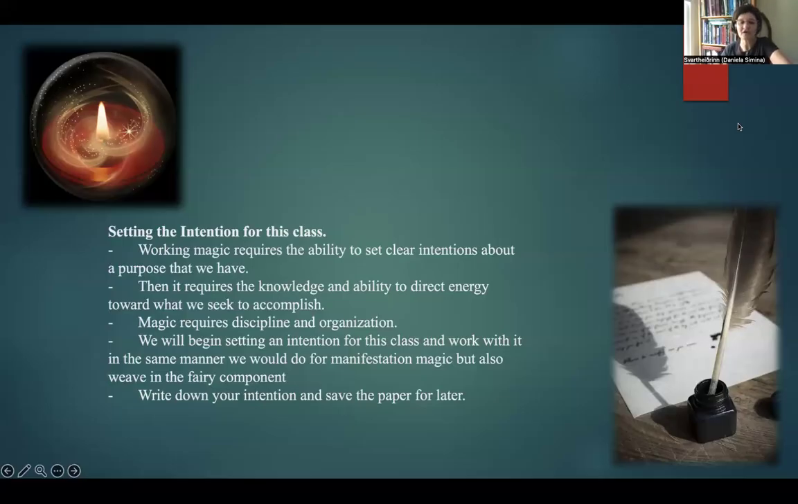So now that you have your intention written down and you know what the pictures on the slide are about, we are going to move on to the next slide. Put your paper somewhere handy. We're not going to do anything with it for a little bit, so just keep it handy.